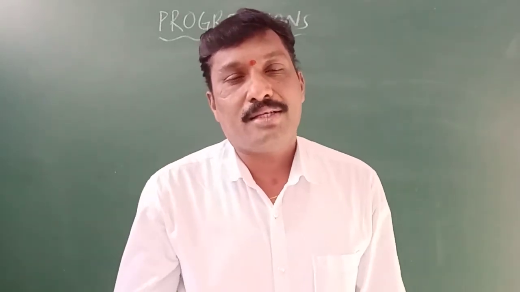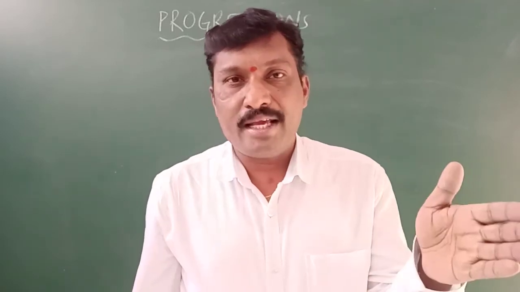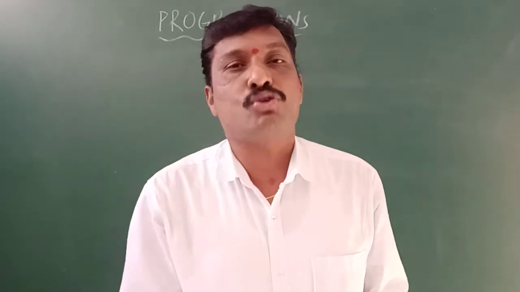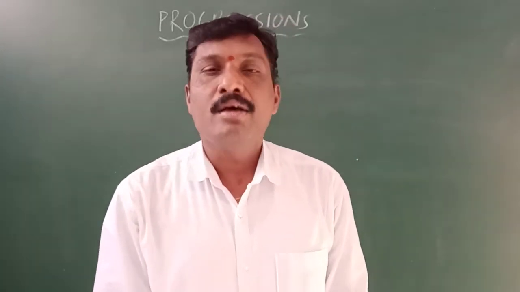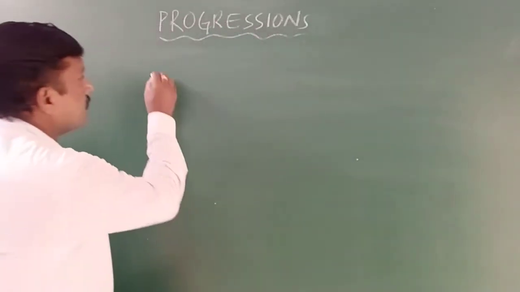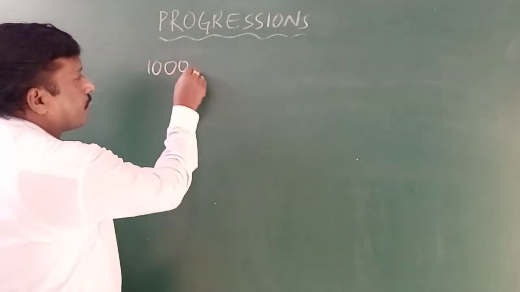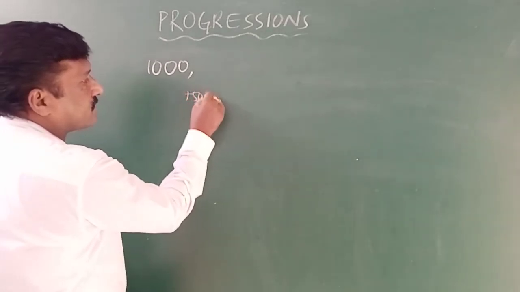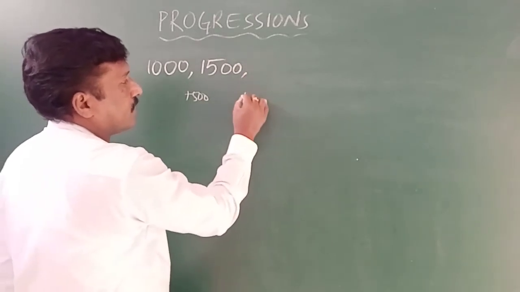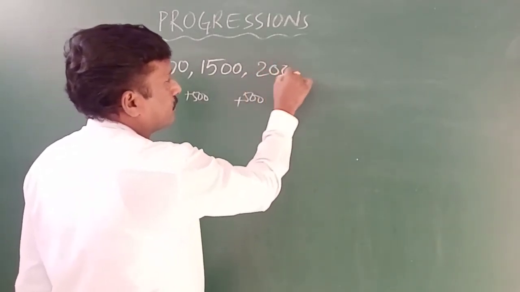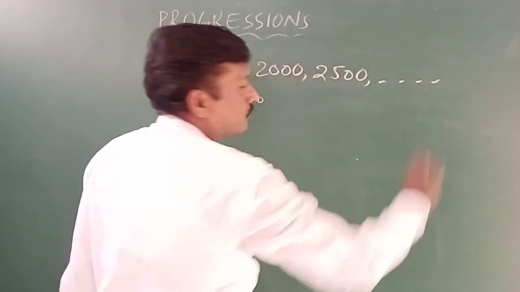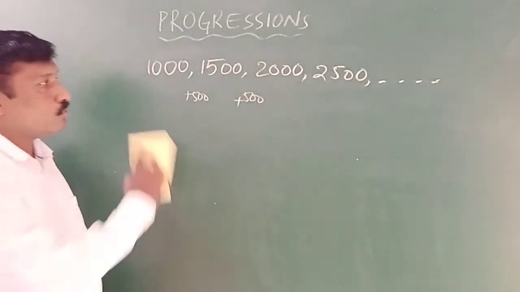At the beginning, your amount in the bank is 1000 rupees. On the first month's beginning day you are giving 1000 rupees, then at the end of the first month your parents are giving 500 rupees and you are saving it. So you can write here 1000 rupees, parent is giving 500, so therefore 1500, next 500 rupees, 2000, 2500 rupees, and so on.